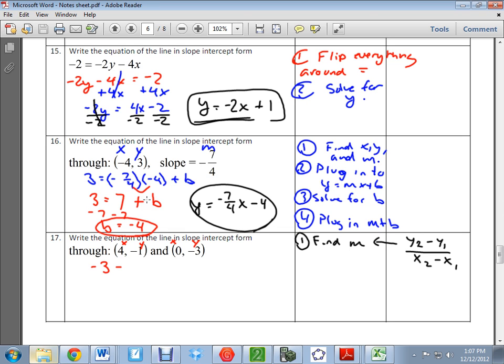Negative 3 minus negative 1 all over 0, that is x2, minus x1, which is 4. Now this will get me the slope. Negative 3 minus negative 1 is negative 2, divided by negative 4, which will simplify to 1/2. This is m.